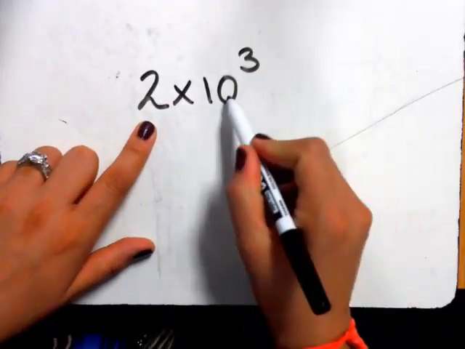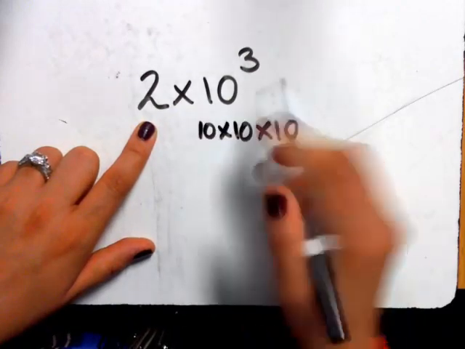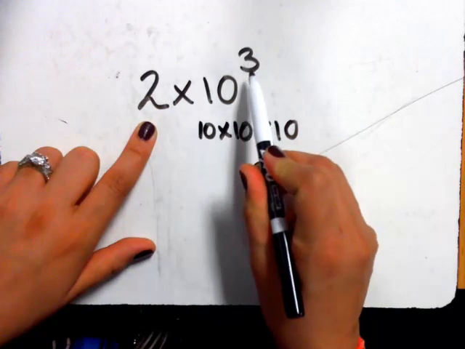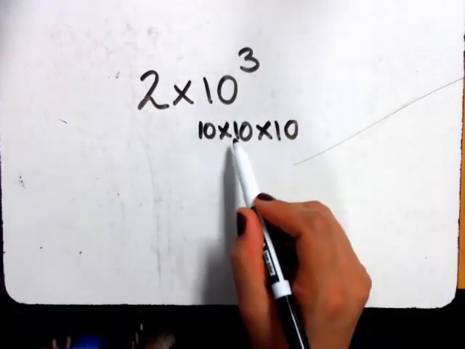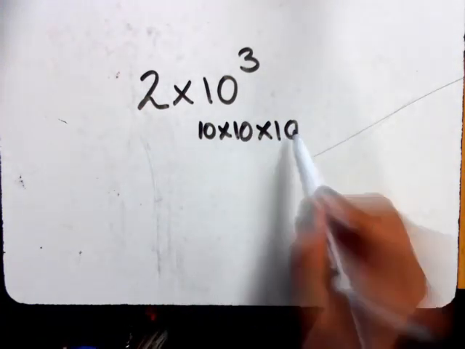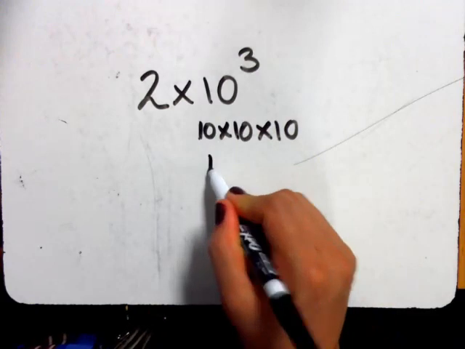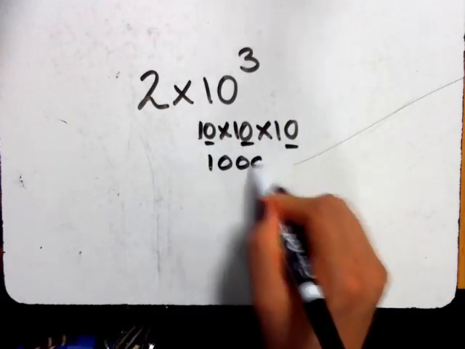So you're going to do 10 times 10 times 10. You're multiplying 10 3 times. Remember, the exponent tells you how many times you're going to multiply whatever the base is. And you can either multiply this doing 10 times 10, which is 100, and the 100 times 10 is 1,000. Or how I want you to do it is 1 times 1 times 1 is 1, and then you just add the zeros, which is 1, 2, 3, which is 1,000.